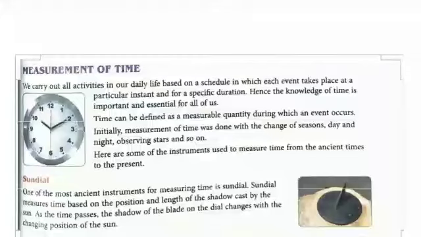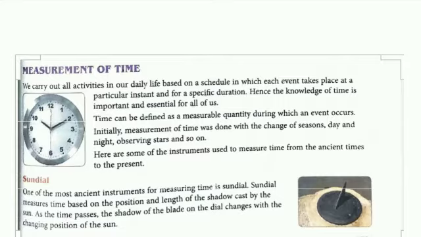Good morning, students. Today we are going to learn about measurement of time. In the previous classes, we learned about speed and distance. Now, how to measure time.